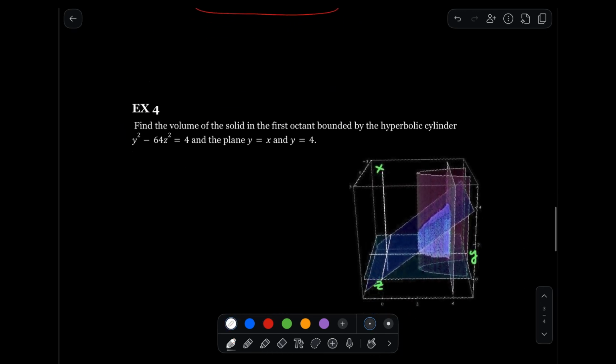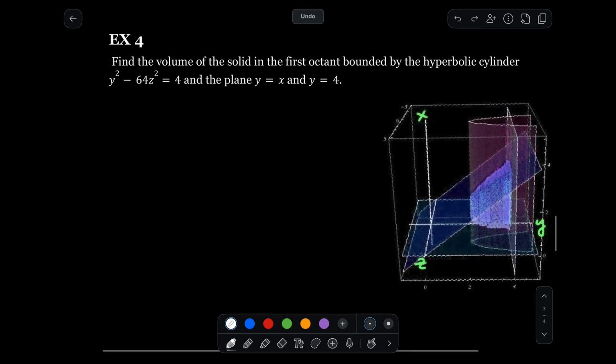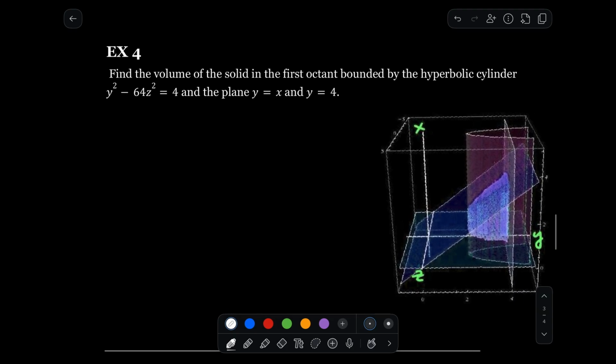In example 4, we have finding the volume of the solid in the first octant bounded by the hyperbolic cylinder y squared minus 64z squared equals 4, and the planes y equals x and y equals 4. Again, if you want to try this on your own, feel free to pause the video. I'd recommend using Desmos or some other graphing device to figure out your bounds. And let's jump right into it.